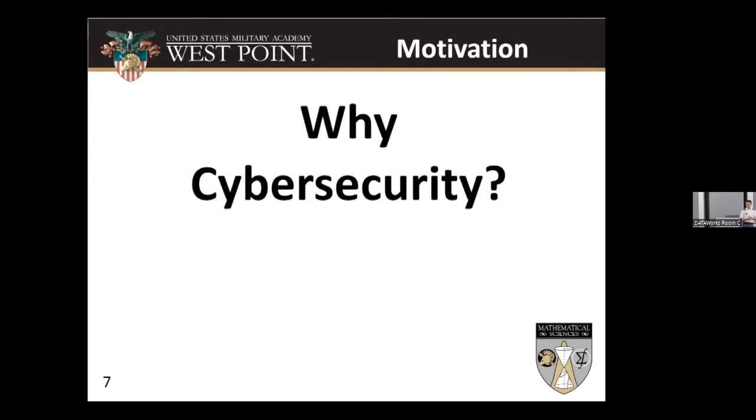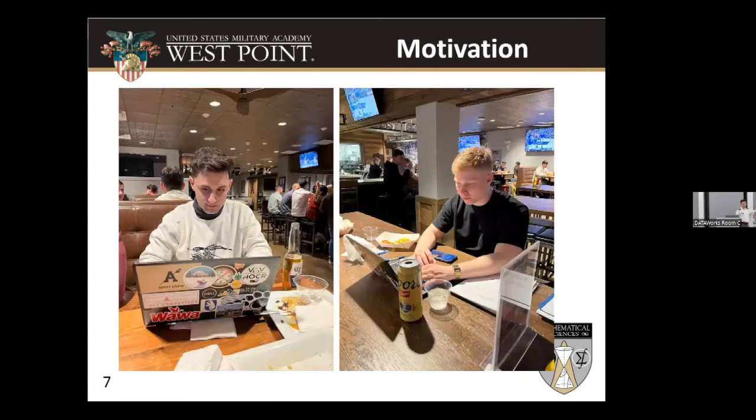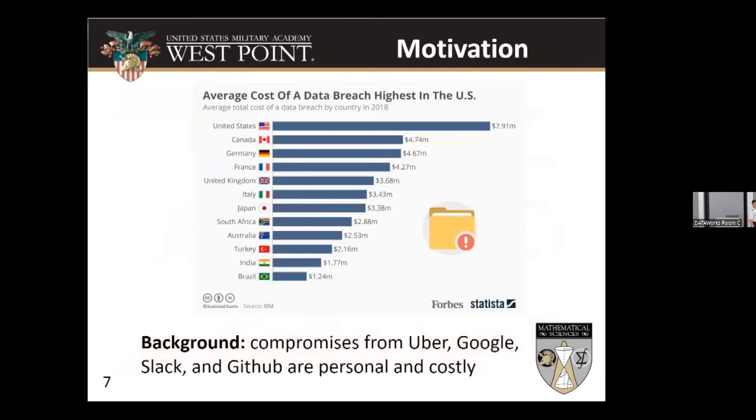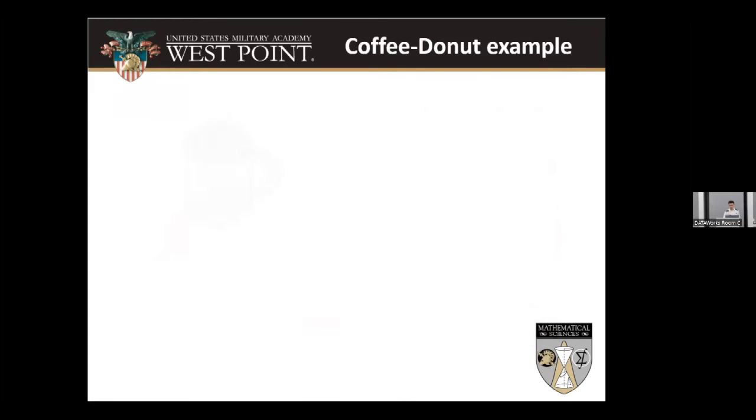So why cybersecurity? I see some people have their phones, iPads, laptops. No matter where you go, technology is abundant. You can't even eat in peace anymore, and you're doing work and you're curious, is my data secure? Well, companies have some incentive, because the average data breach cost almost $8 million in the United States, and this was in 2018. It's gone up since then. Beyond that, think about second and third order effects: what information about me is getting put out there? From personal life to banking, it's important. Compromises at Google, Slack, GitHub, and Uber are even more costly. And so now cybersecurity is of the essence.